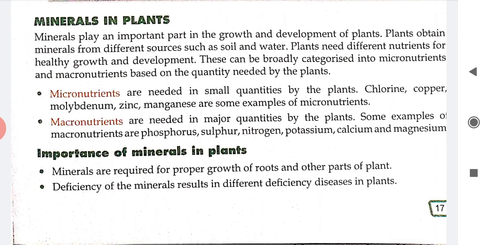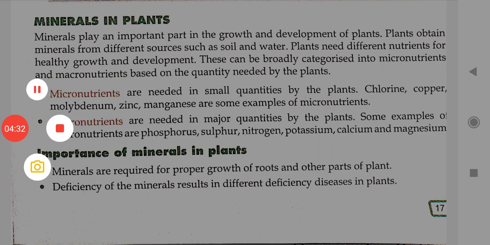Now the next one is macronutrients. Macronutrients are needed in major quantities by the plants. You know that macro means major, and they are needed by the plant in major quantity. Some examples of macronutrients are phosphorus, nitrogen, potassium, sulfur, calcium, and magnesium. These all are macronutrients which are required in large amounts. Now we will see a table which shows the differences, the quantities and its uses in plants.